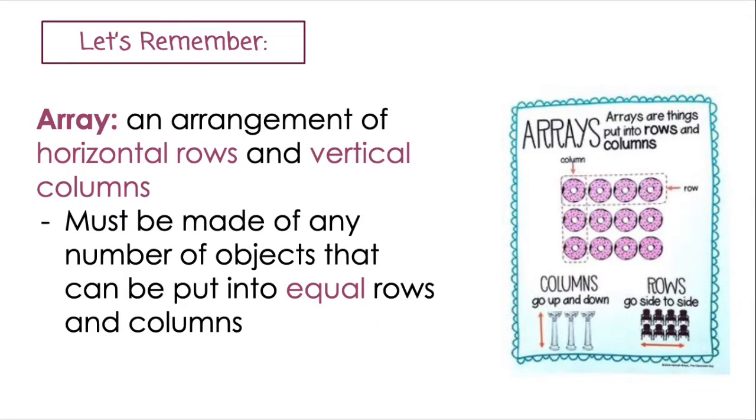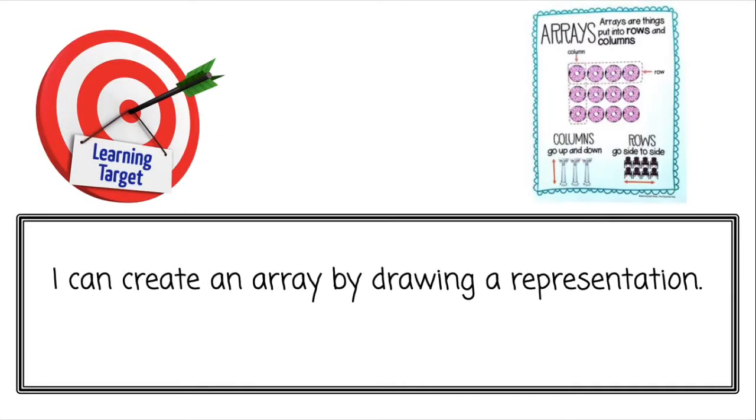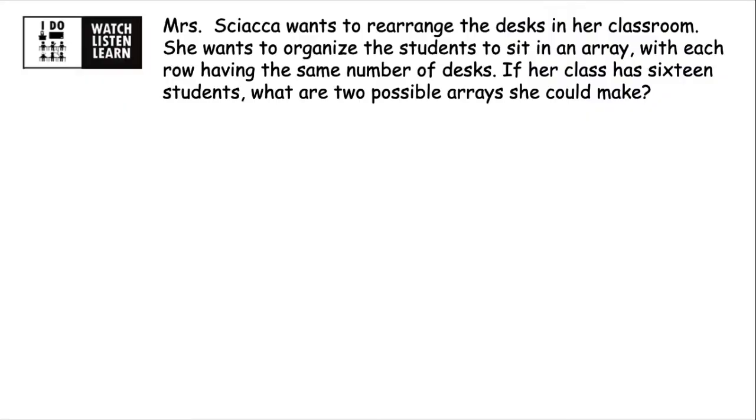Let's remember what we've talked about so far. An array is an arrangement of horizontal rows and vertical columns. It must be made of any number of objects that can be put into equal rows and columns. Our I can statement for today is: I can create an array by drawing a representation.